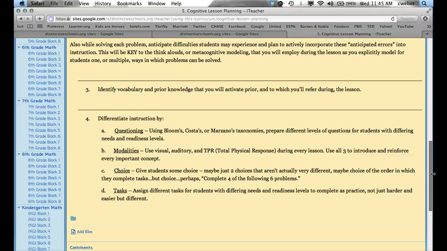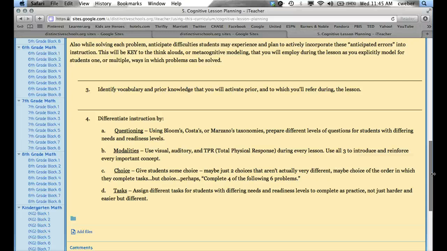The next idea is modalities. I think a great goal for us, y'all, would be to provide visual, auditory, and kinesthetic instruction in everything we do. Kinesthetic instruction is often known by a strategy called TPR, or Total Physical Response. Let me give you an example. I know you can't see me, but hopefully I'm describing it well enough.